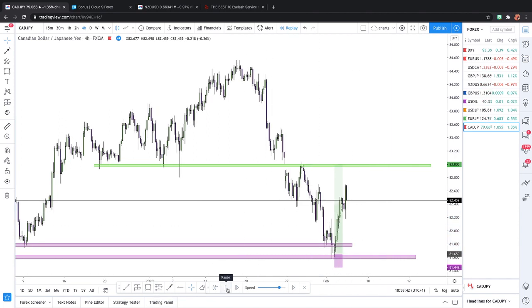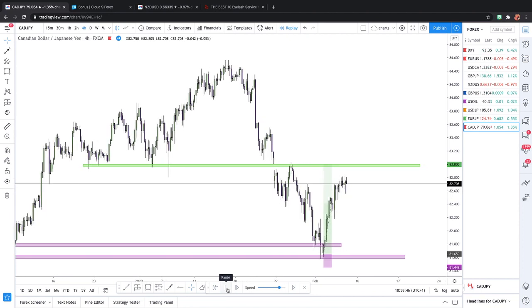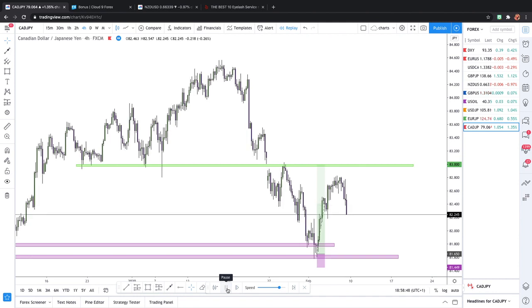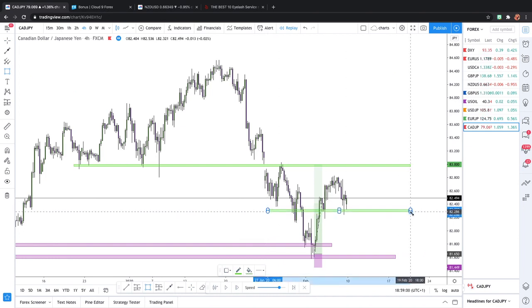Okay, so let's just see what happens. Okay, so this is where some of you would freak out and think it's about to reverse all the way back down. Okay, but what it's actually doing is it's testing this structure in here. So this is minor support.